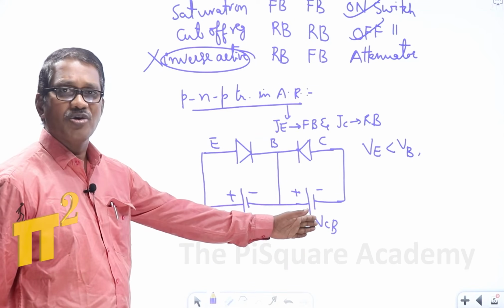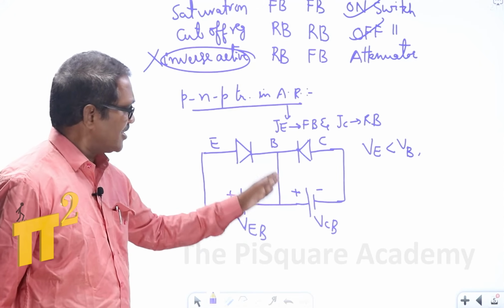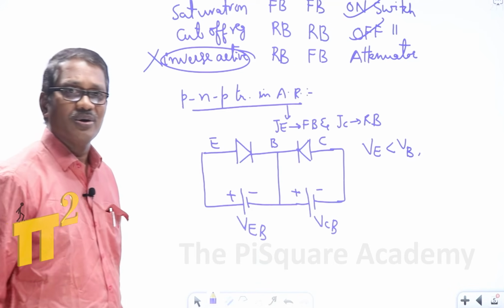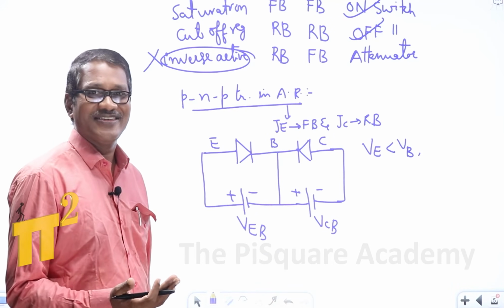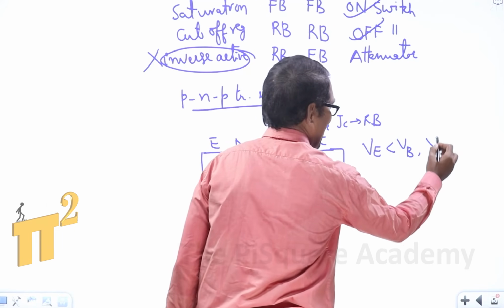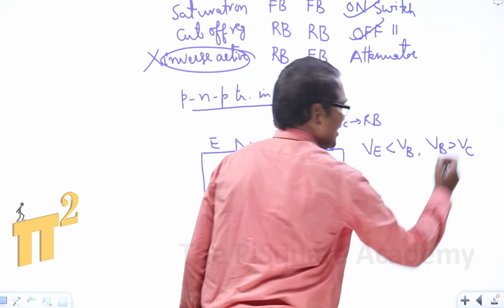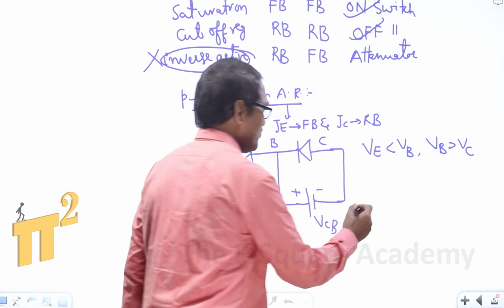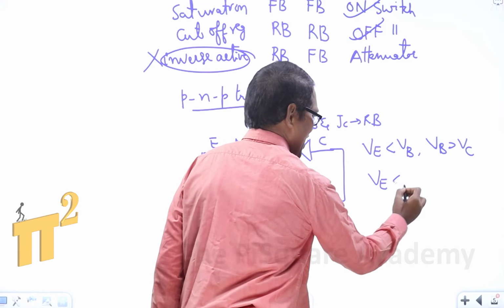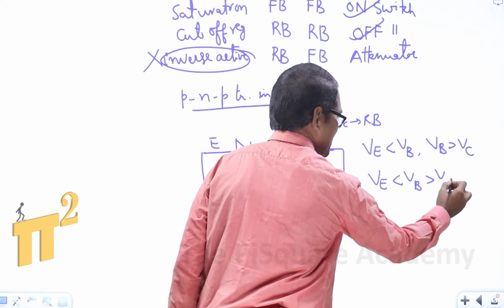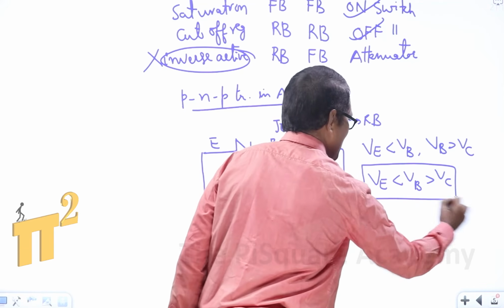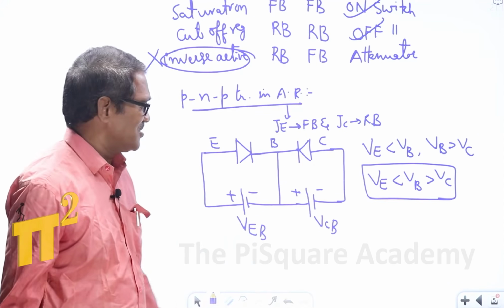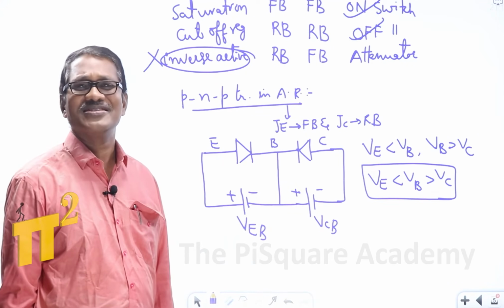And on the output side, the base is connected to the positive terminal and the collector is connected to the negative terminal. What does that mean? VB is greater than VC. Have you understood this? If you combine both the conditions, what do we get finally? VE is less than VB is greater than VC. This is the condition that must be satisfied to use the transistor in the active region. These conditions are very important for competitive examinations.